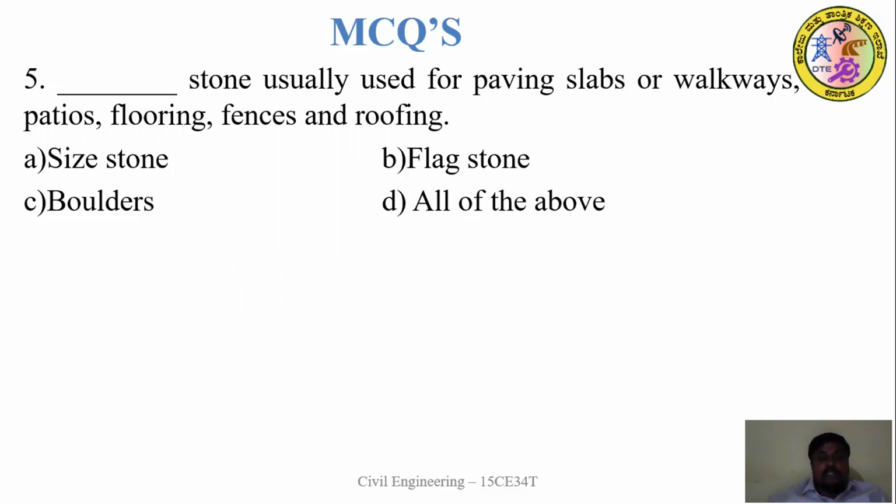Question number 5. Dash stone is usually used for paving slabs or walkways, patios, flooring, fences. Option A size stone, option B black stone, option C boulders, option D all of the above. Answer is option B, flagstone. The flagstones are extracted from the quarry in the form of stone slabs, and then cut into required sizes and shapes, either rectangular or square.